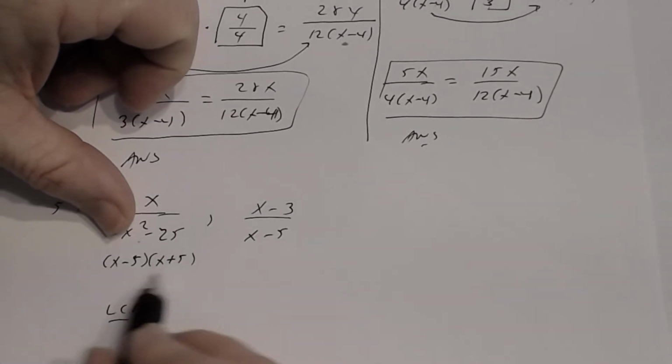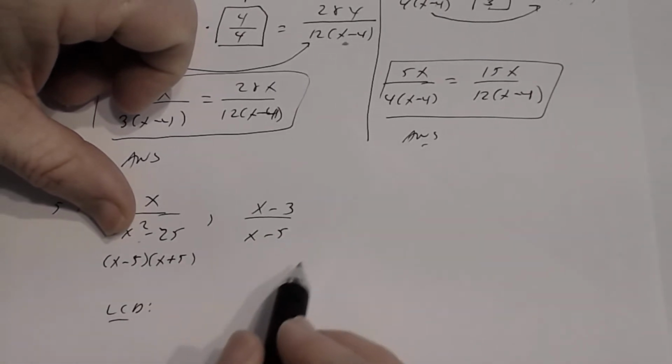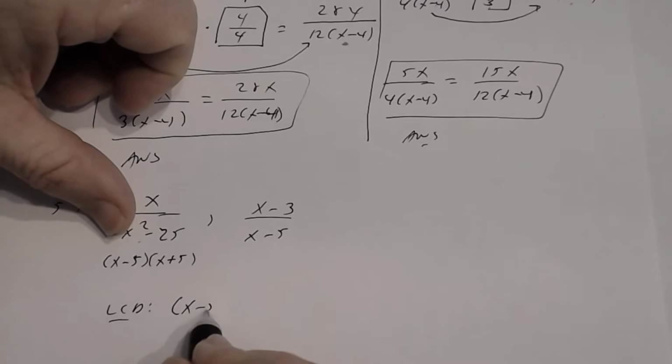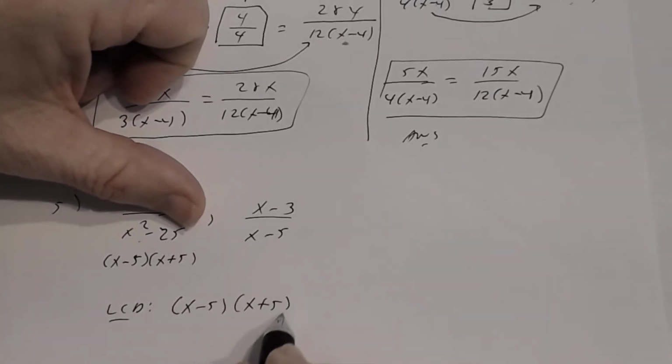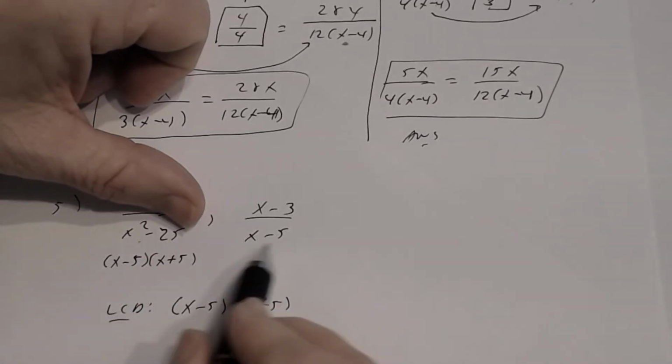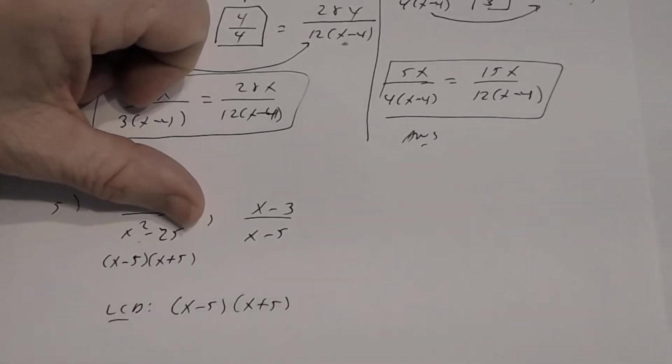I have one factor of x minus 5 here. I have one factor of x minus 5 there. I just need one. The next factor I see is x plus 5. I must have one. Question is, how many do I need? I have one here. I don't see any here, so I just need one. So there's your LCD. That's the answer for the LCD part.